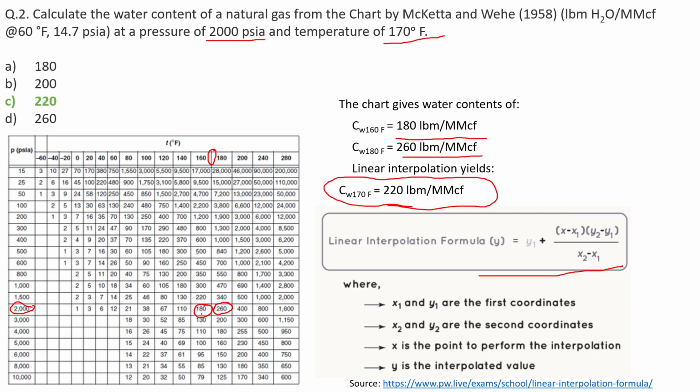If we take these 2 points, 180 at 2000 psi and 160 degree Fahrenheit, and 260 at 180 degree Fahrenheit, we get a relation between these 2 points, and from that we can find the value at 170 degree Fahrenheit by considering a linear line between these 2 points. So linear interpolation can be used and we will get a value in between these 2 points.